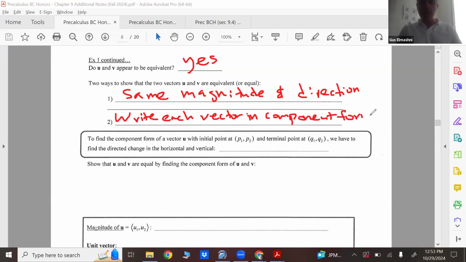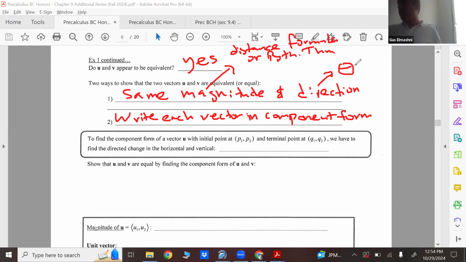By the way, when you find magnitude and direction, magnitude is going to involve the distance formula or Pythagorean theorem. When you find direction, we're going to find theta. There's going to be a theta component to this, an angle. And it's going to involve tangent. Tangent theta is going to equal y over x, right? From the unit circle. Theta is the inverse tan of y over x. So it all ties back to trig. That's why we spent so much time on trig in the beginning of the semester.